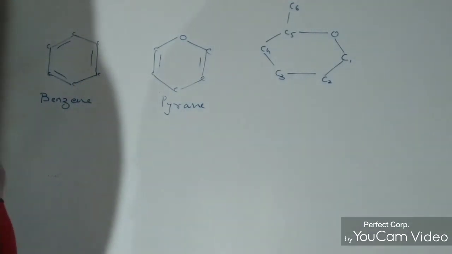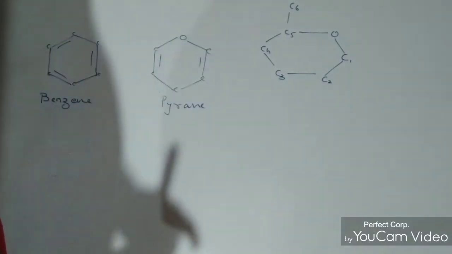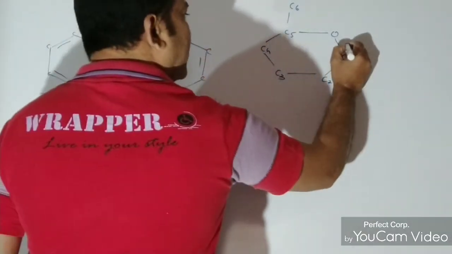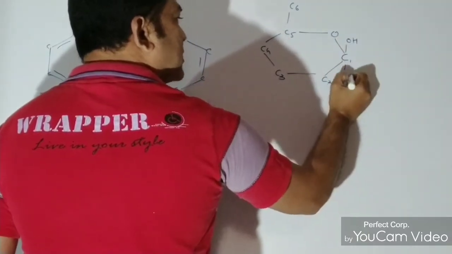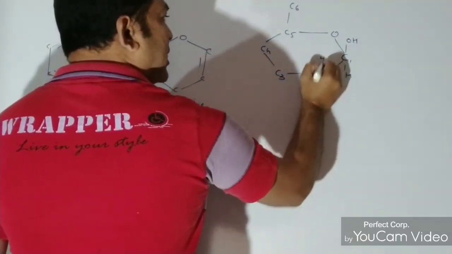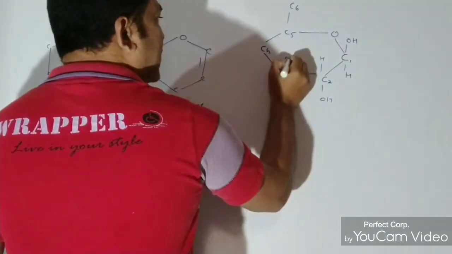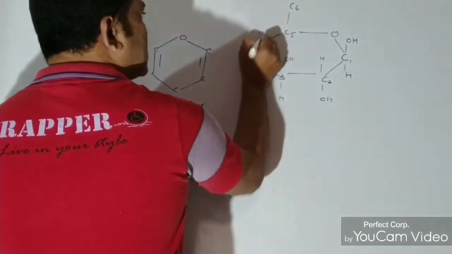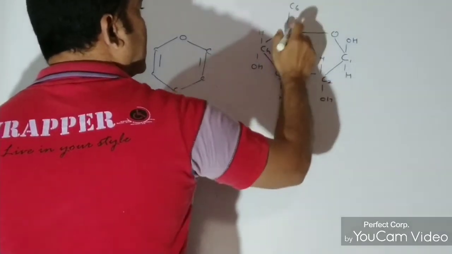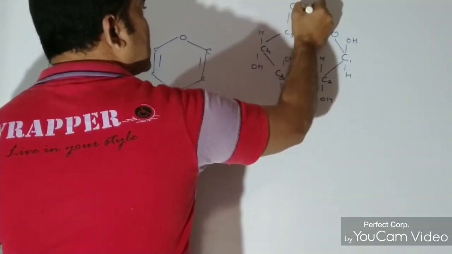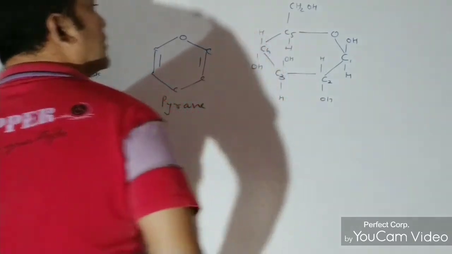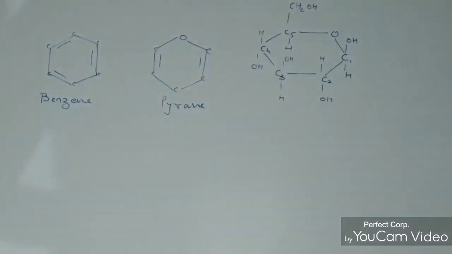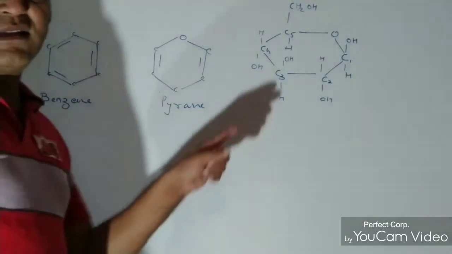Okay. So this is the structure of glucose. Now in this structure, carbon number 1 has OH up, H down, H, OH, OH, H, H, OH, and here CH2OH and H. Okay, so this is our structure of glucose. This structure is known as the Haworth structure. So I hope that you understand this structure.